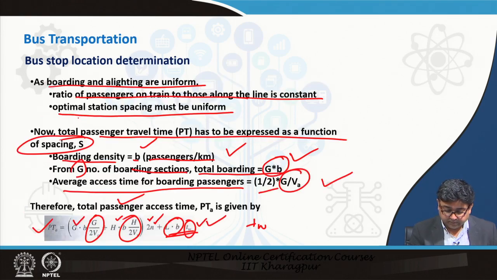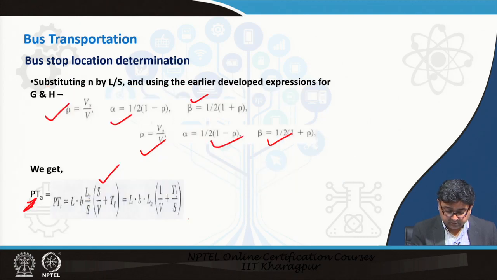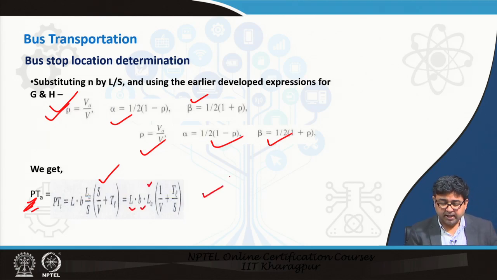So, now again by replacing many of those terms here, through those constants that we had developed, you would get PTA is equal to L times B times L A into 1 by V plus TL by S. All of these are simple terms to remember, simple terms to understand.